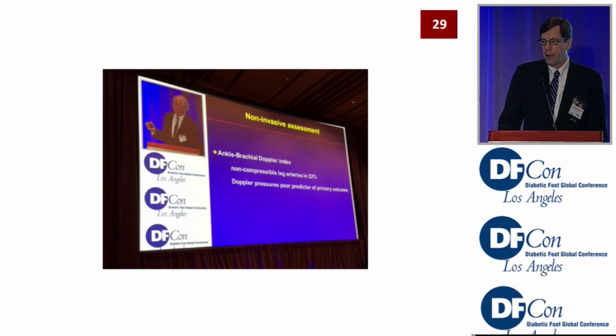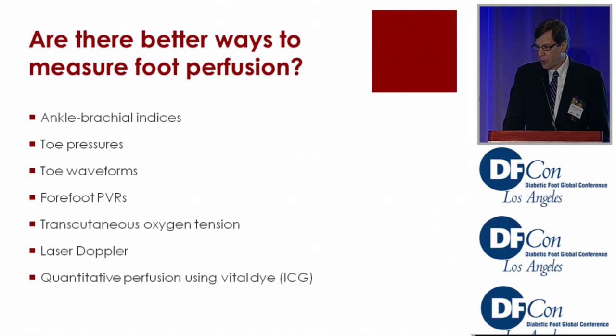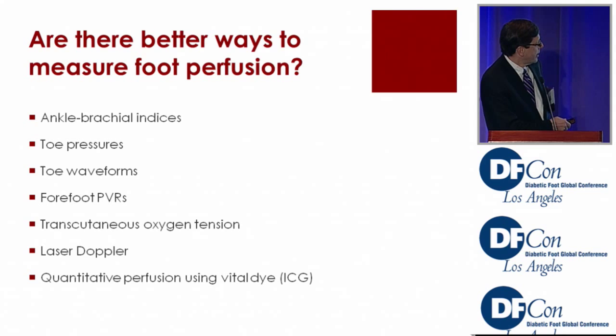So that means in a third of our patients, the standard tools that we all grew up with, that we applied to non-diabetics, don't work so well in diabetics. So are there better ways to measure blood flow? Well, we have ankle brachial index, toe pressures, and don't forget waveforms.